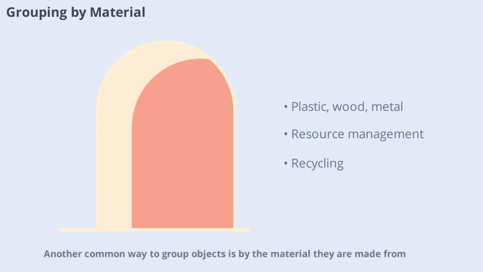Another common way to group objects is by the material they are made from. For instance, buckets, lunchboxes, and water containers are often made of plastic. Similarly, chairs and tables might be made of wood, while utensils are usually metal. Grouping by material helps us understand the properties and uses of different objects. It also makes it easier to recycle and manage resources efficiently.